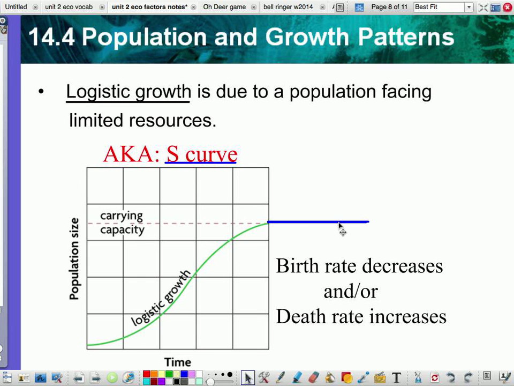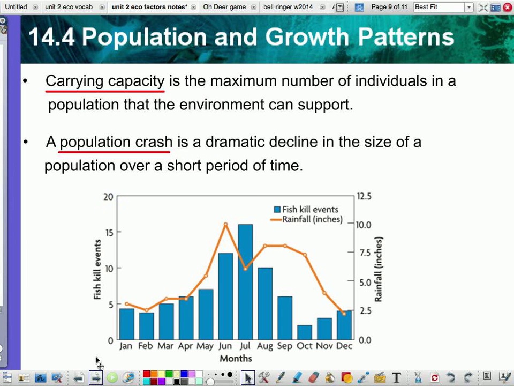Okay, they basically plateau. And that's the S curve, and you can see how it kind of makes the letter S there. It's kind of stretched out, but it works. And two other vocabulary words that are associated with this whole plotting of populations are the carrying capacity and a population crash. Carrying capacity is that plateauing point.